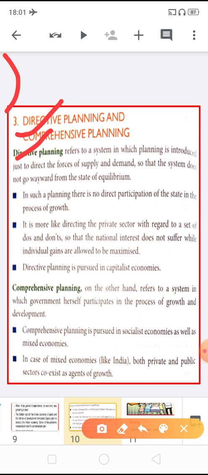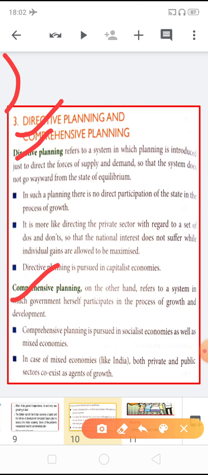Now let's move on to comprehensive planning. What is comprehensive planning, children? Comprehensive planning refers to a system in which the government itself participates in the process of growth and development. Comprehensive planning is pursued in the socialistic economy as well as in the mixed economy. In the socialistic economy the intervention of the government is maximum, and in case of a mixed economy both private and public sectors coexist as agents of growth.